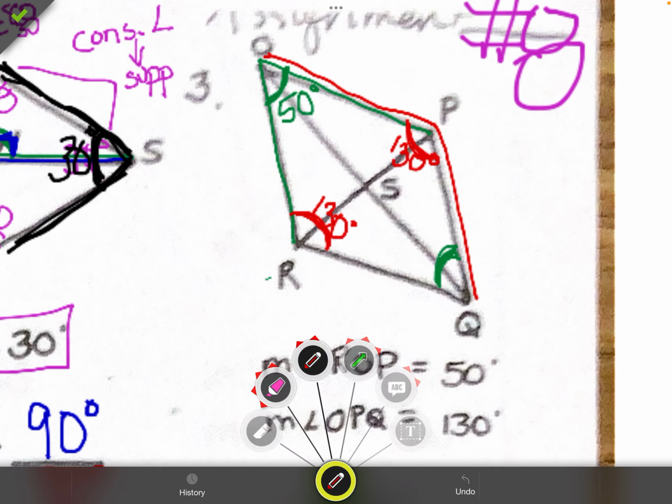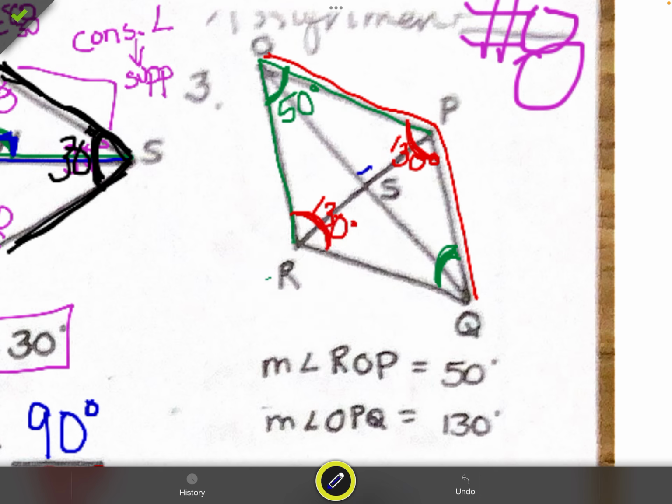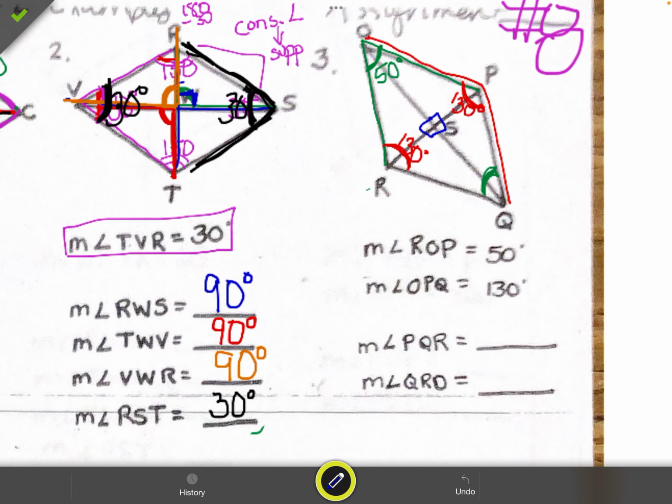Some people also like to just go ahead and say, look, I have some diagonals that are intersecting there in the center, so I know these are all 90. So some people like to put the boxes in there. Go ahead if you would like to. I'm not sure if they're going to ask us that, but let's look.